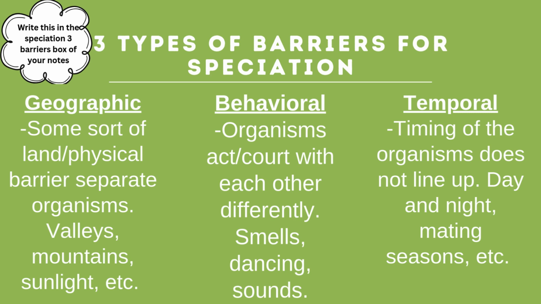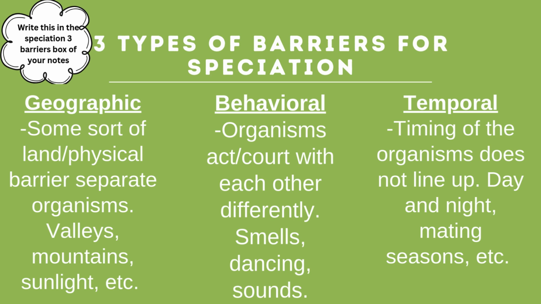You could have behavioral barriers where organisms either act so different or they court with each other differently. That means they're trying to get each other's mates. They're so different that they just won't breed together anymore. And so different smells, different dancing, or different sounds are going to be examples of behavioral. And then finally, temporal is all about the timing of the organism, and it just doesn't line up with the other one. So maybe they're a day versus night kind of organism, or maybe their mating seasons are fall versus spring. And they're just so different that they don't line up enough to be able to mate together.